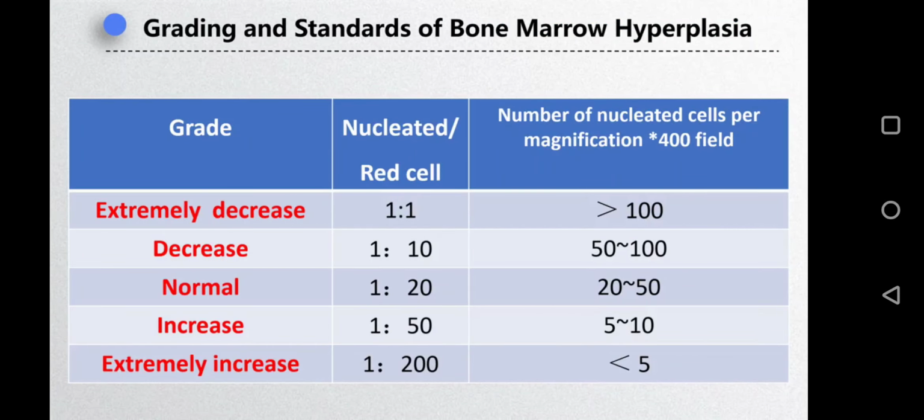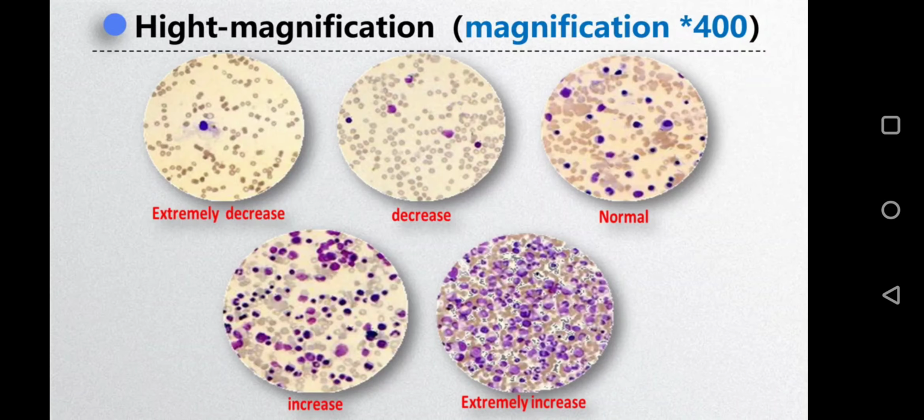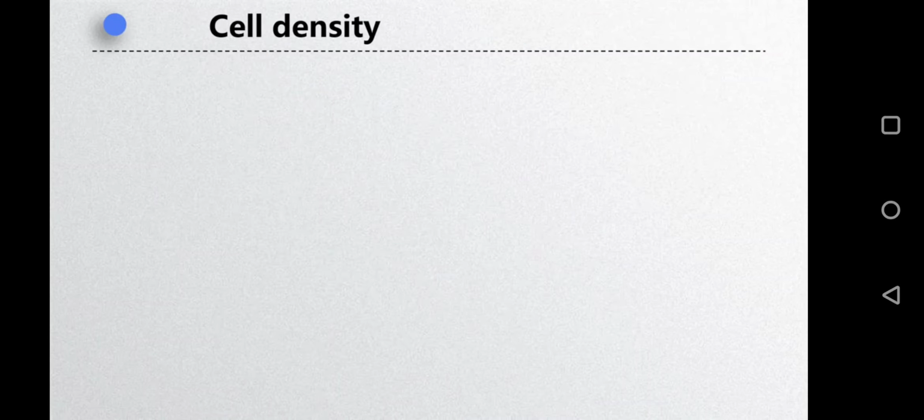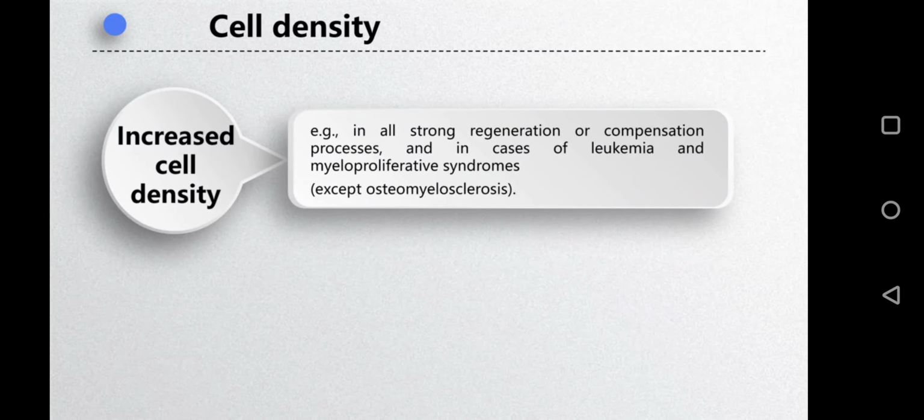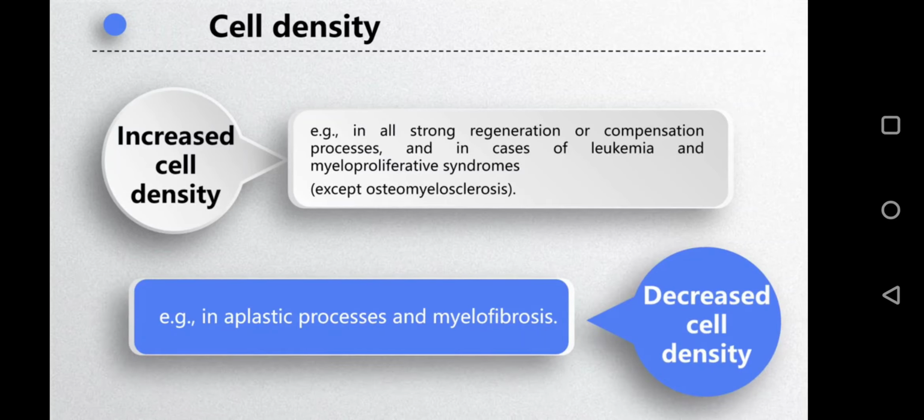There are 5 grades of bone marrow hyperplasia. Please remember all these grades in the table. We use the high magnification to check the grades of bone marrow hyperplasia. Now let's look at the cell density. Cell density increases in all strong regeneration or combination processes, and in cases of leukemia and myeloproliferative syndromes. And cell density decreases in aplastic processes and myelofibrosis.